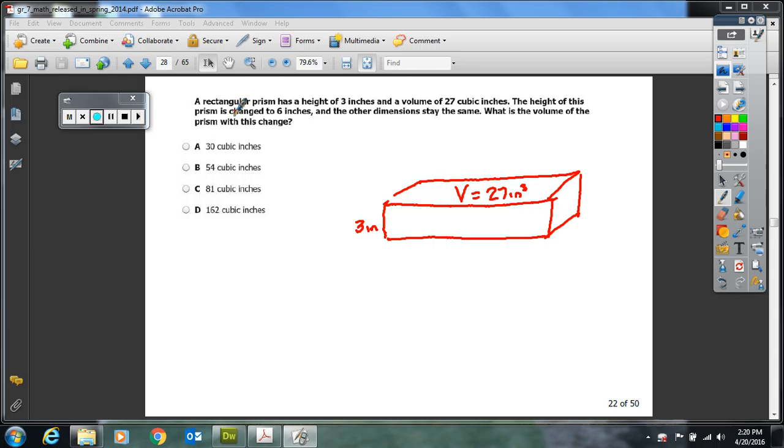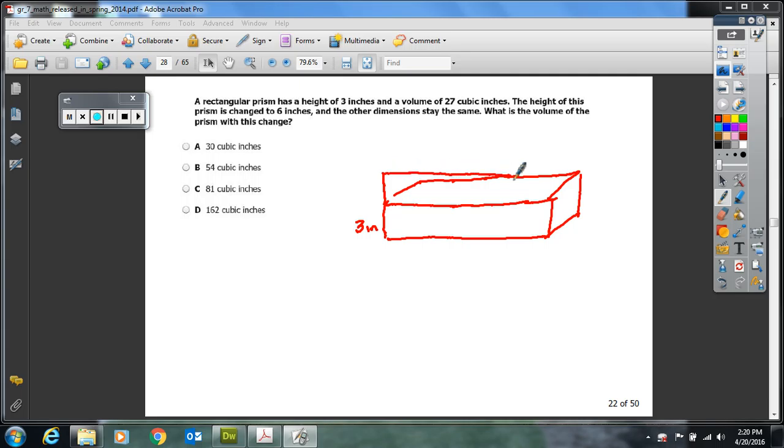The height of this prism is changed to 6 inches, and the other dimensions stay the same. What is the volume of this new prism? So the height of this, and let me just, so I have some room here. The height of this prism that I just drew goes from 3 inches up to 6 inches. So it's going to be up to here.